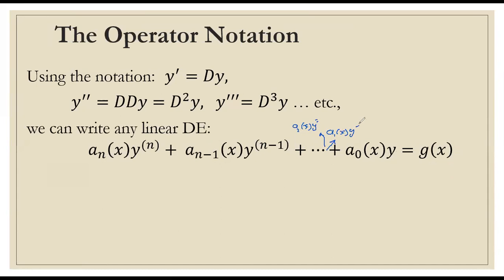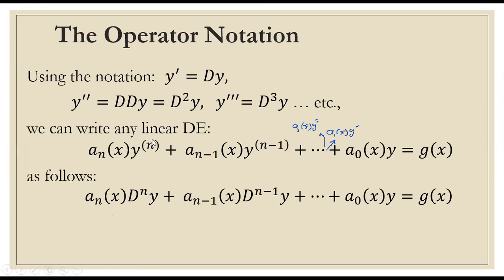So instead of the prime, you will write D. Instead of double prime, you will write D squared of y. So my equation will be similar to the following. Look at my equation. Instead of the nth derivative, I have D^n y. Instead of the (n minus 1)th derivative, I have D^(n-1) y. This one isn't a product. That means you need to differentiate y (n minus 1) times.